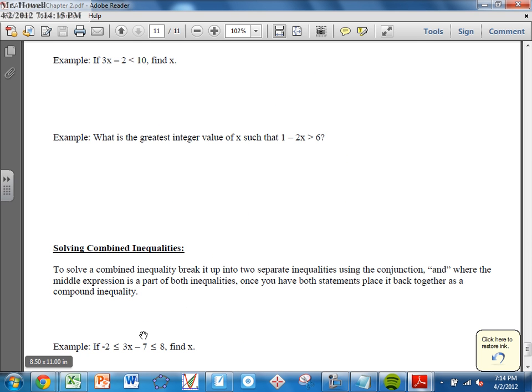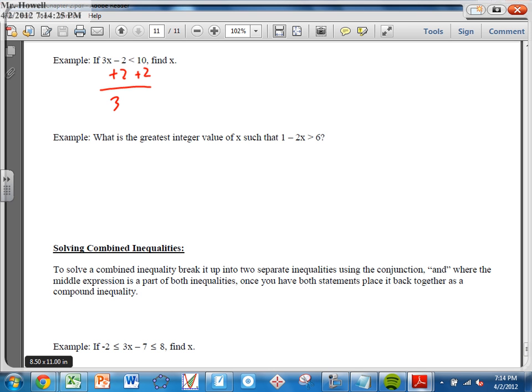Okay, we're almost done. So we've got 3x minus 2 is less than 10, and it says find the value of x. So again, as last time, add 2, add 2. 3x is less than 12. Divide by 3, divide by 3. x is less than 4. Boom, you're done. Okay, just keep that in mind. You're going to have to use this knowledge when you do these other problems.